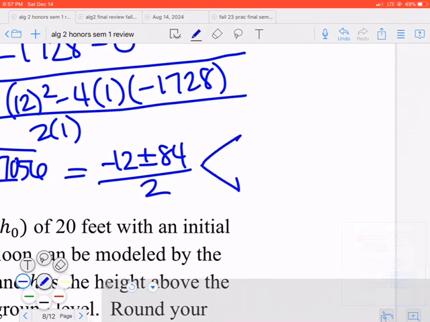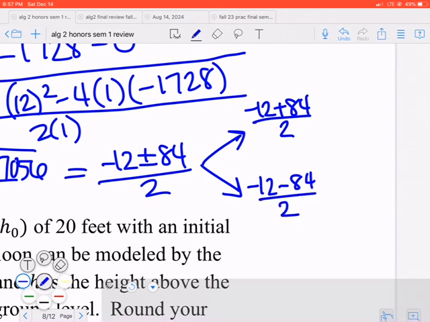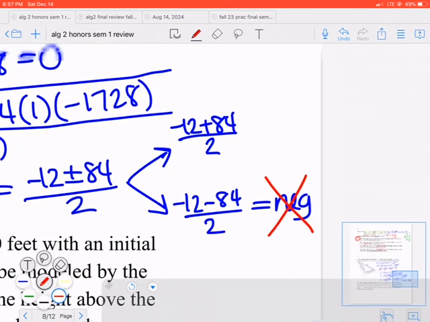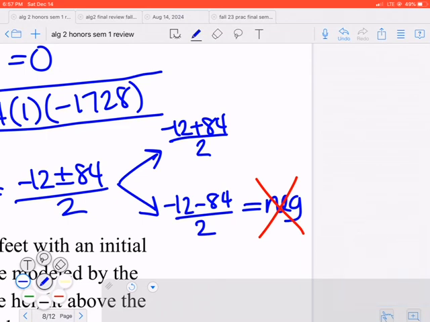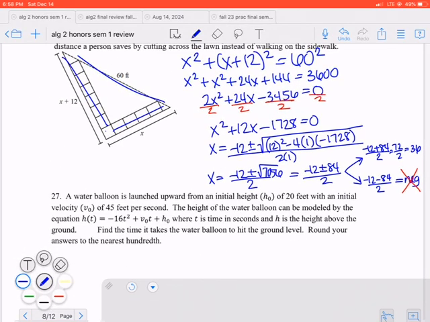So we have negative 12 plus 84 over 2, or negative 12 minus 84 over 2. Negative 12 minus 84 is a negative number, so I disregard this because distance can't be negative. Negative 12 plus 84 is 72, over 2 is 36. So x is 36.